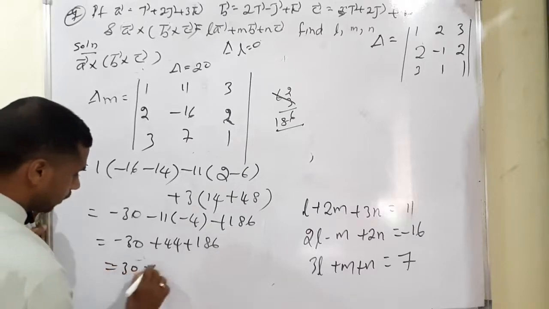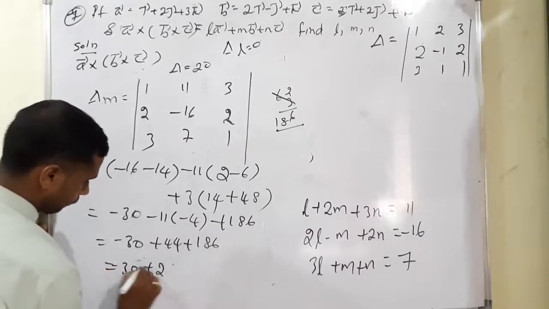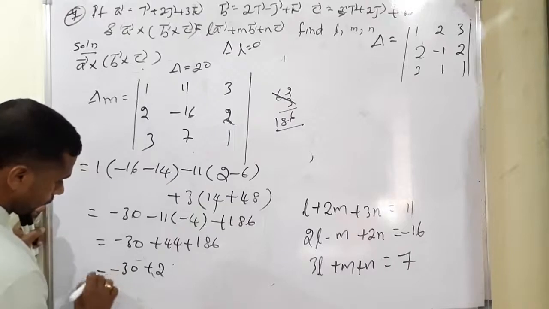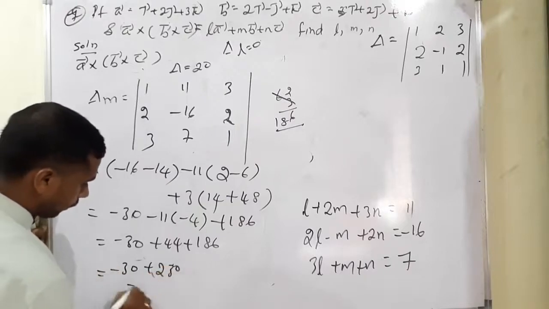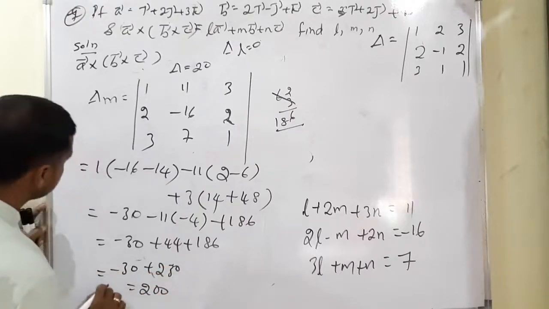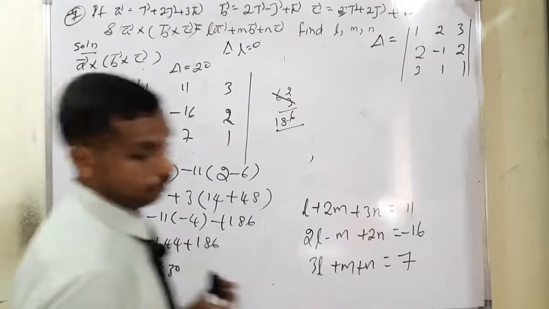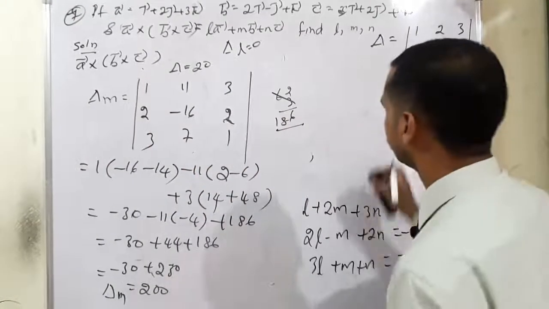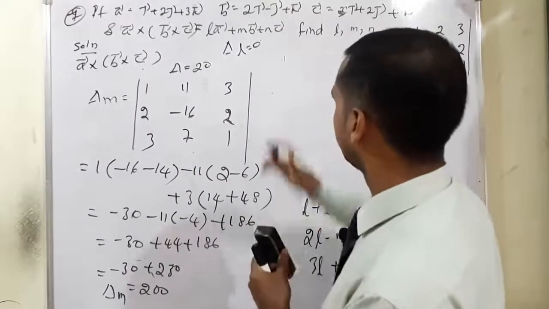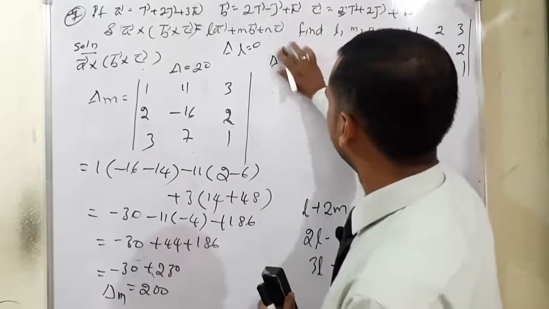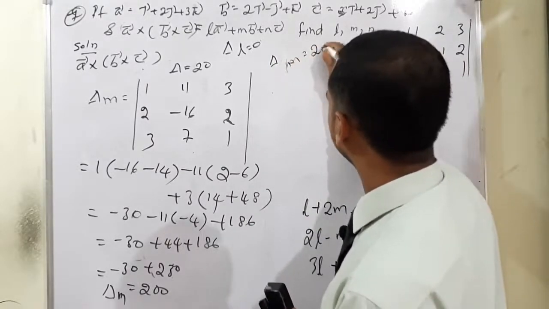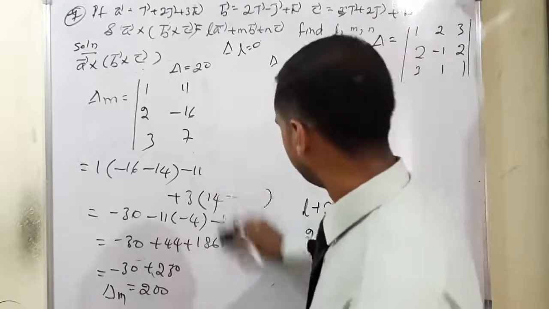Again minus 30. Minus 30 plus 230, the value we have is 200. This is called del m. Then the last one. I will write it here. Del L is equal to 0. Then del m is equal to 200. The last condition, isn't it?